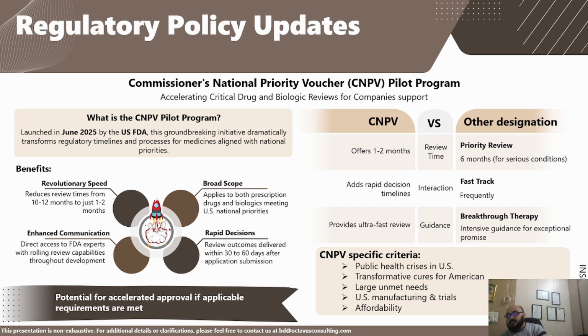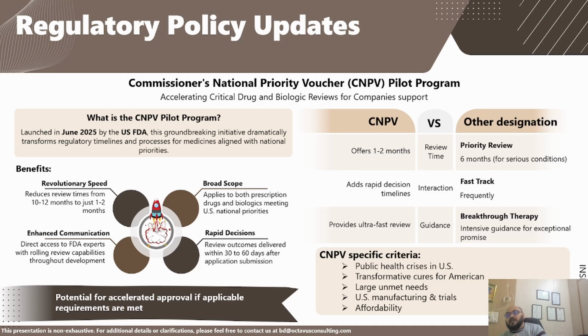If we compare CNPV with the other designations, the review time for CNPV is 1 to 2 months, whereas priority review has 6 months for serious conditions. Interactions and a rapid decision timeline, basically. Within the other designations, Fast Track has frequent interactions, then we have very specific guidance, and breakthrough has guidelines for exceptional promise, basically.